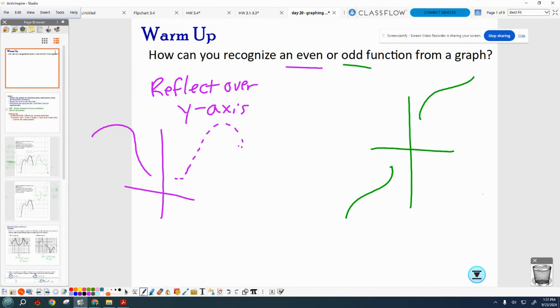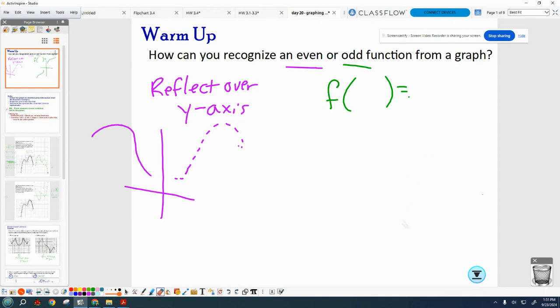Dora, algebraically, what were the things that had to be true for an odd function? So f of what had to equal f of what? For it to be odd, f of negative x has to match negative f of x. Perfect.